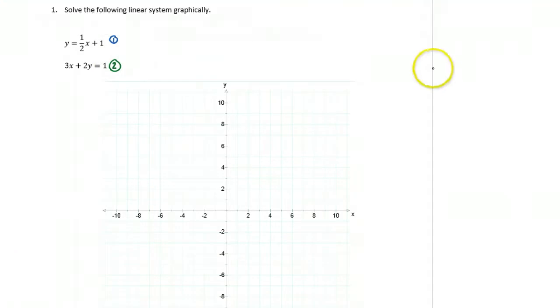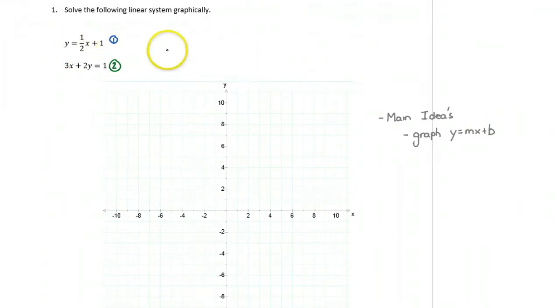So really, one of the main ideas that we're checking you can do here, let's just go main ideas. We're checking if you can graph y equals mx plus b. Okay, so the first equation, which is equation 1 in blue, is already in y equals mx plus b. So we see that for the blue equation, m is equal to 1/2 and b is equal to 1.